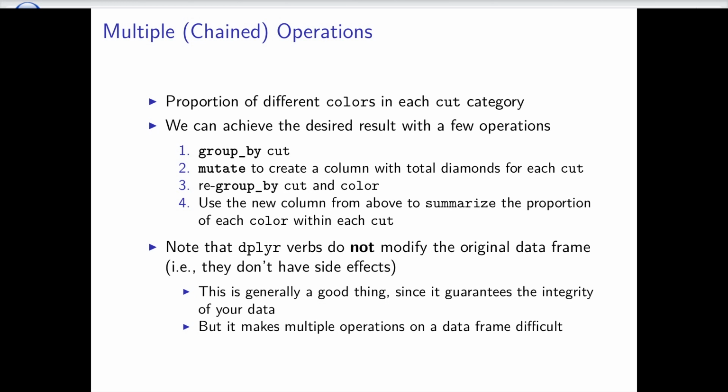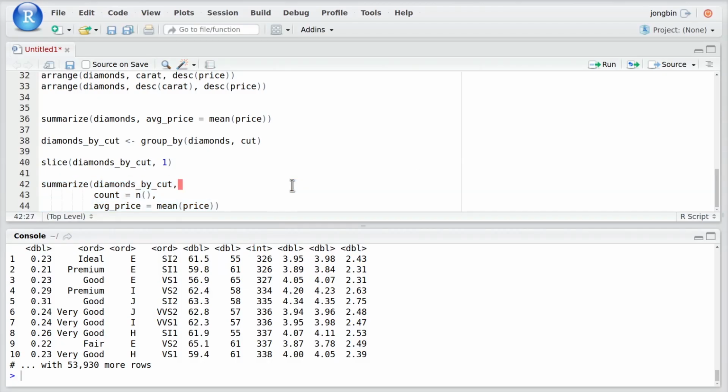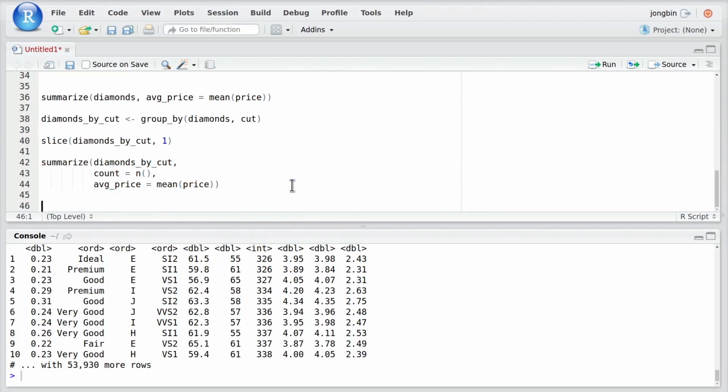But this makes multiple operations on a data frame difficult, because every time you want to chain different operations together, you have to somehow save the intermediate results somewhere. So if we go back to that problem that we were looking at, one way to do those 4 steps would be to save every intermediate step.